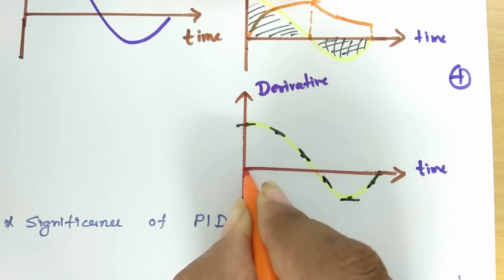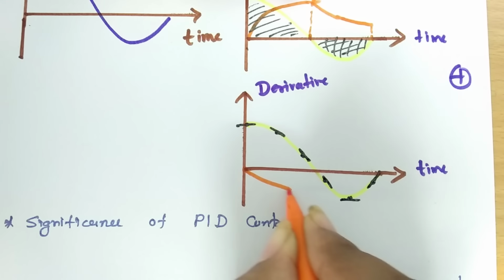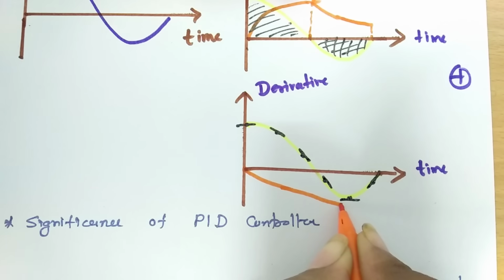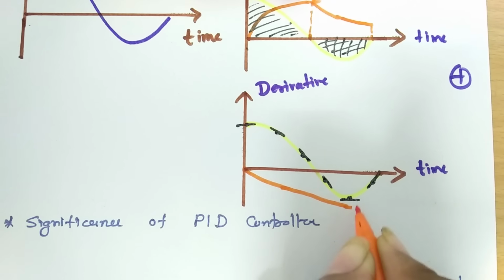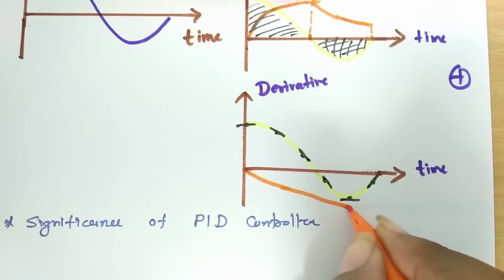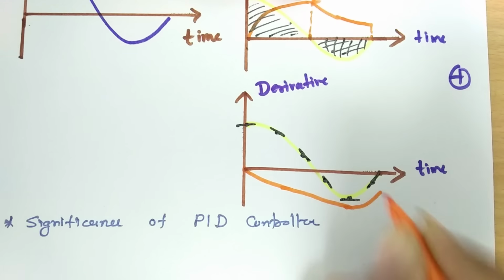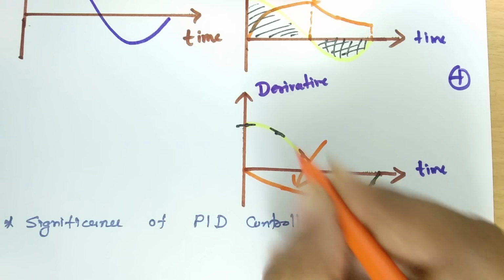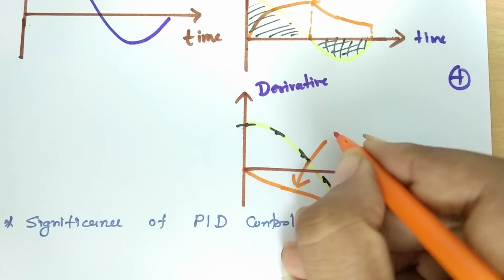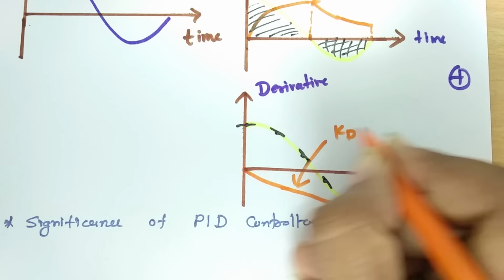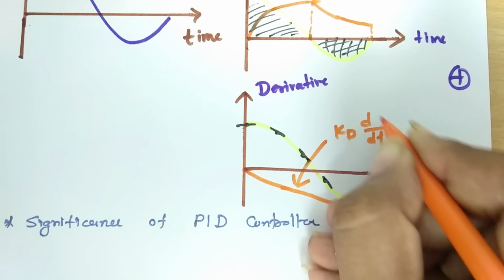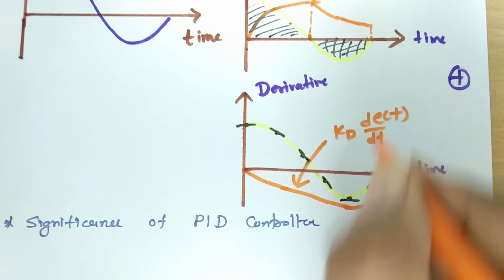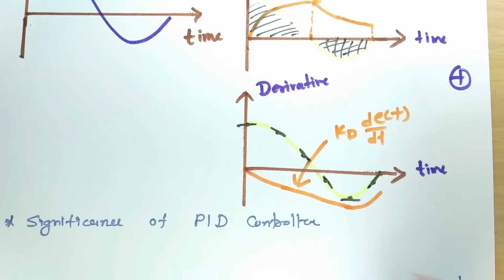Now due to negative slopes, the signal will decrease. It will decrease till the negative slope is there. After that the slope is getting positive, so now the signal will increase. So this is how the output will change. This is what we can call the derivative output, and we can also refer to it as Kd into d by dt of e(t). So this is the derivative output, and it is based on the slope of the input signal.